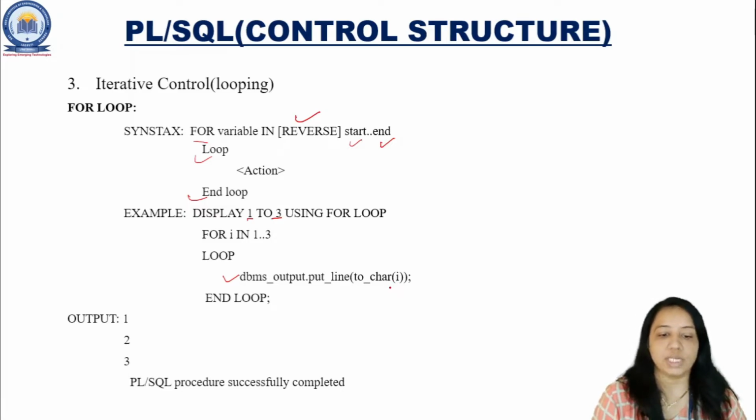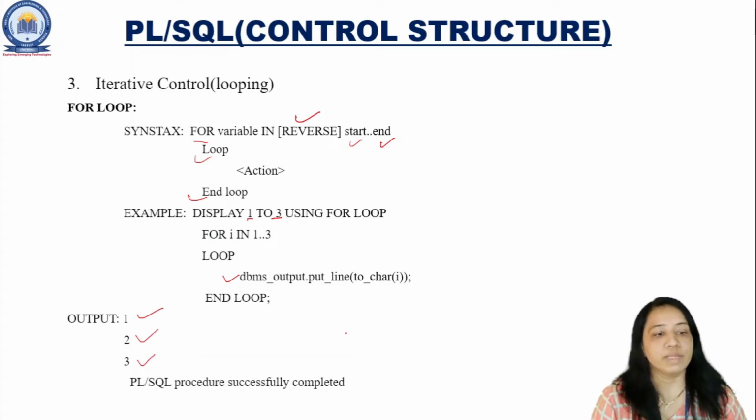That means initially I is 1, so it will print 1. It will automatically increment by 1, so it becomes 2 and 3, up to the end. After that, it will just come out of the loop. So in this way, you can use a while loop, a for loop, or a simple loop. This is how iterative control works in PL/SQL.